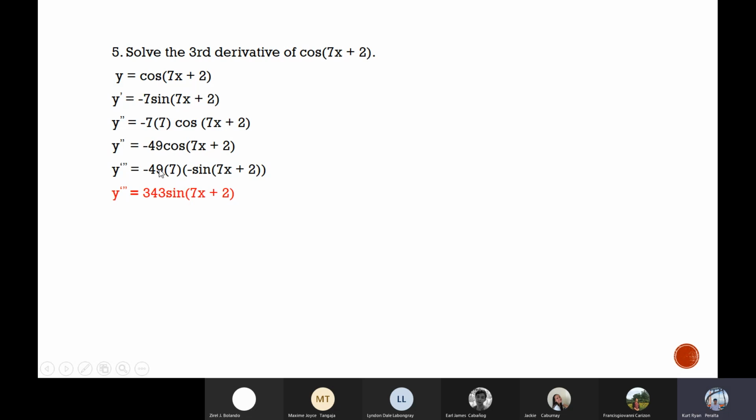So we have a negative sign, then negative 49 times 7, which is 343, then the sine of 7x plus 2. It becomes positive because of the negative sign times negative 49 times 7. So the third derivative of the function cosine of 7x plus 2 is equal to 343 sine of 7x plus 2. If you have any questions, raise your hands or comment. Thank you.